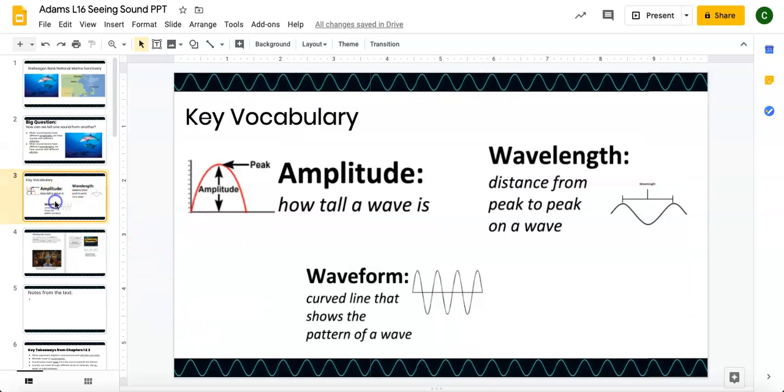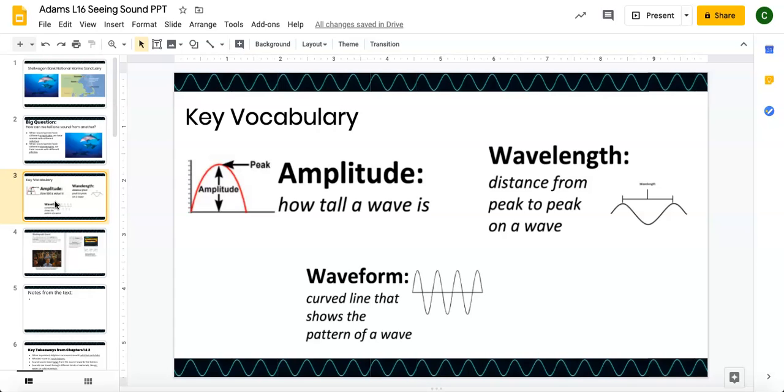I want to also go over our key vocabulary. We've learned what the definitions of amplitude, wavelength, and waveform are. Please take a quick look. When we think amplitude, we think about the height of the wave. When we think wavelength, we think about the distance between the peaks of the wave.